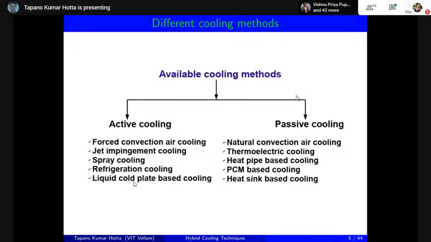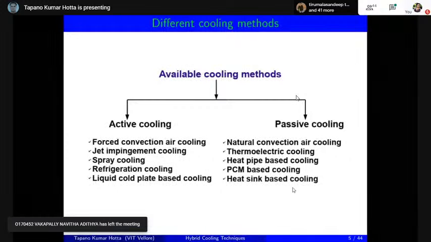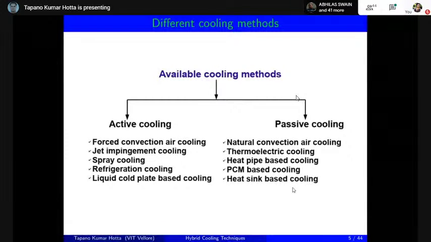All these need a pumping device, so that you are going to pump either the water or the liquid, so that the cooling will be more effective. And these techniques fall under what? No, active cooling. Now, when you talk about passive cooling, this occurs naturally: natural convection air cooling, thermoelectric cooling, heat pipe based cooling, PCM based cooling, or heat sink based cooling. Here, you don't need any external device in the form of pumping power. So the cooling occurs naturally. So they come under what? No, passive cooling.